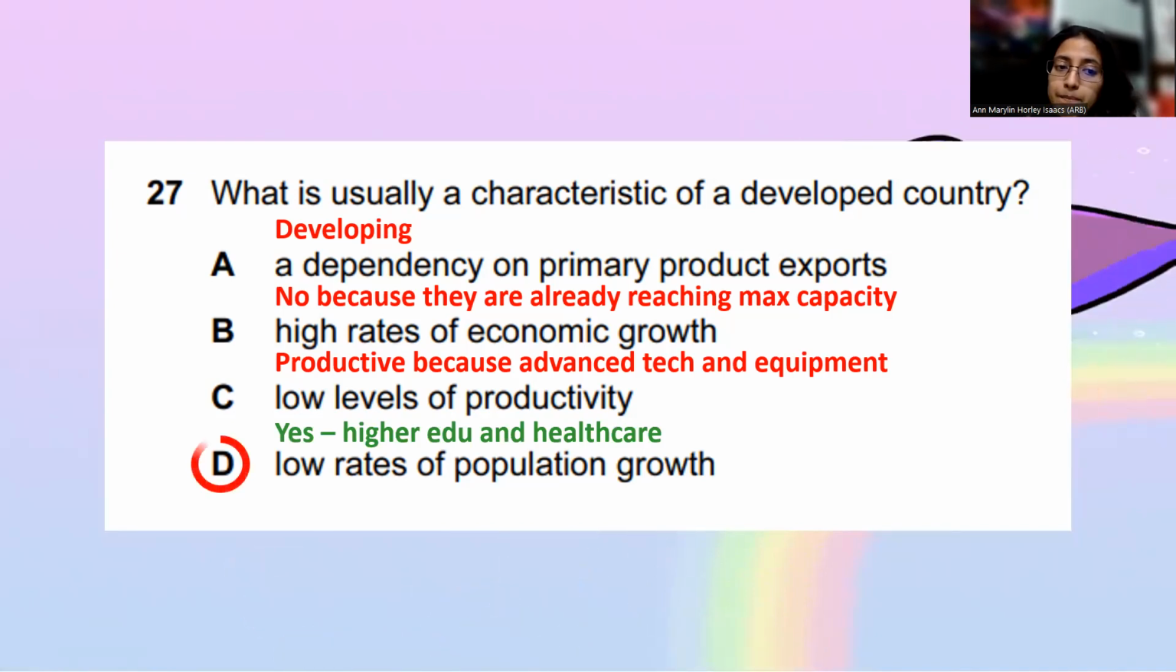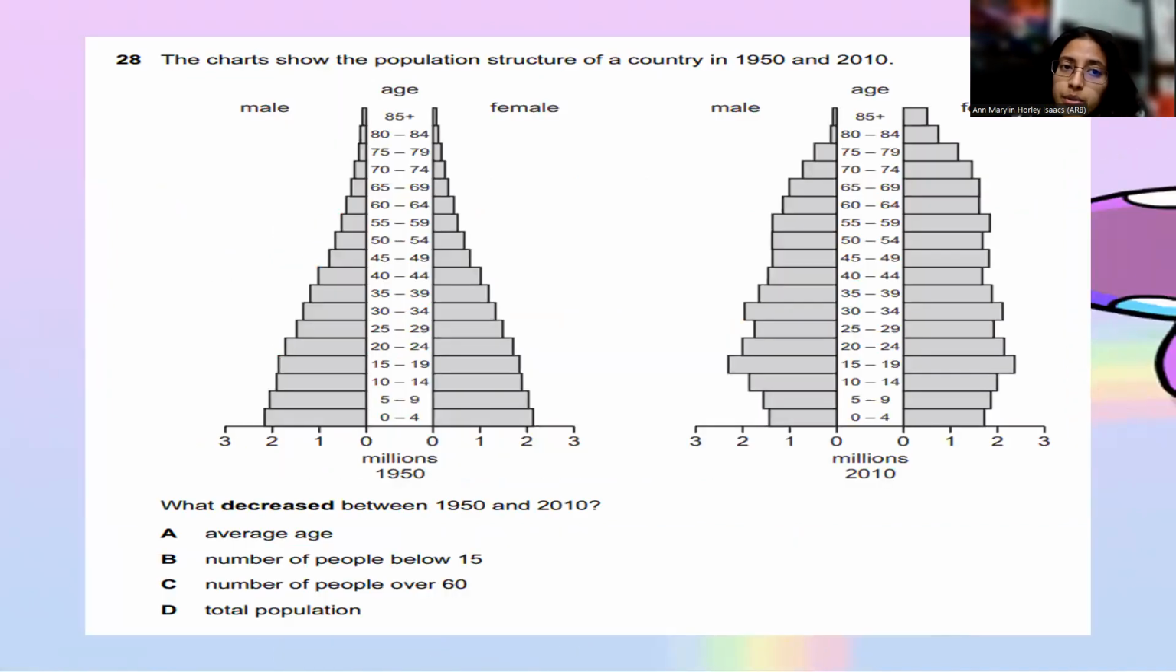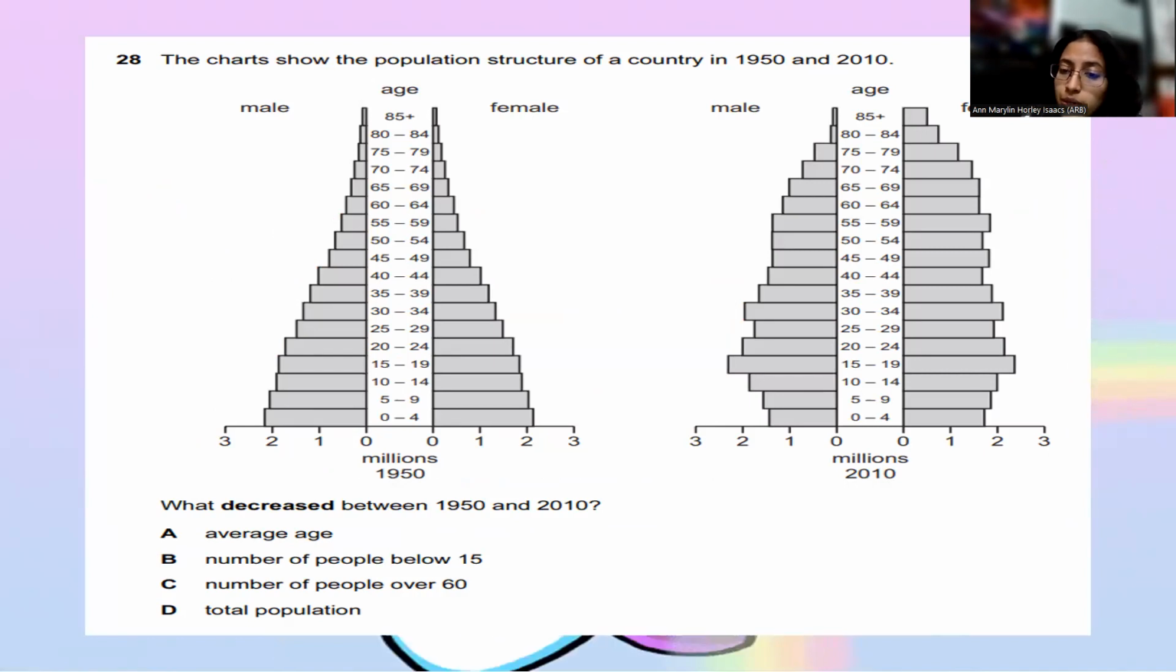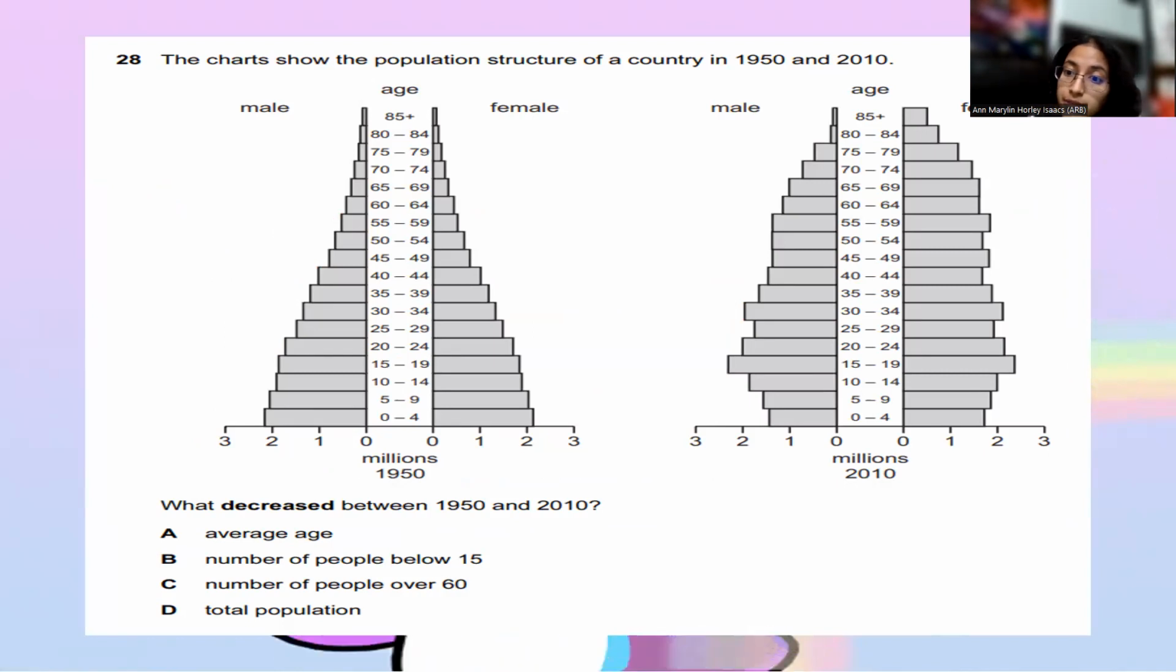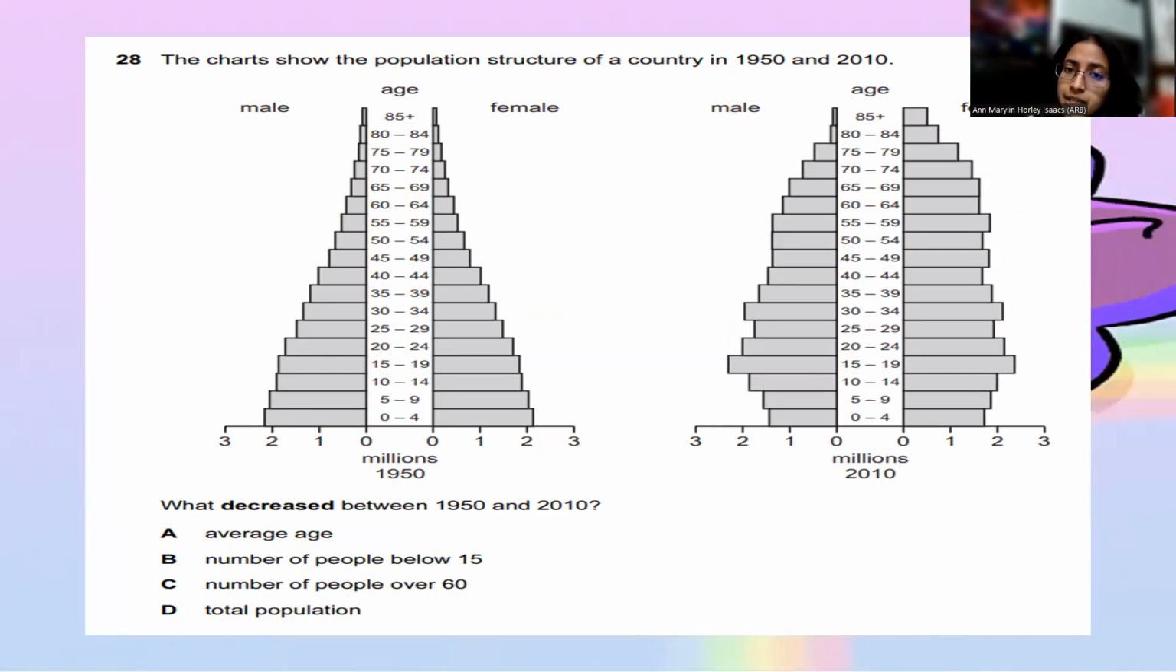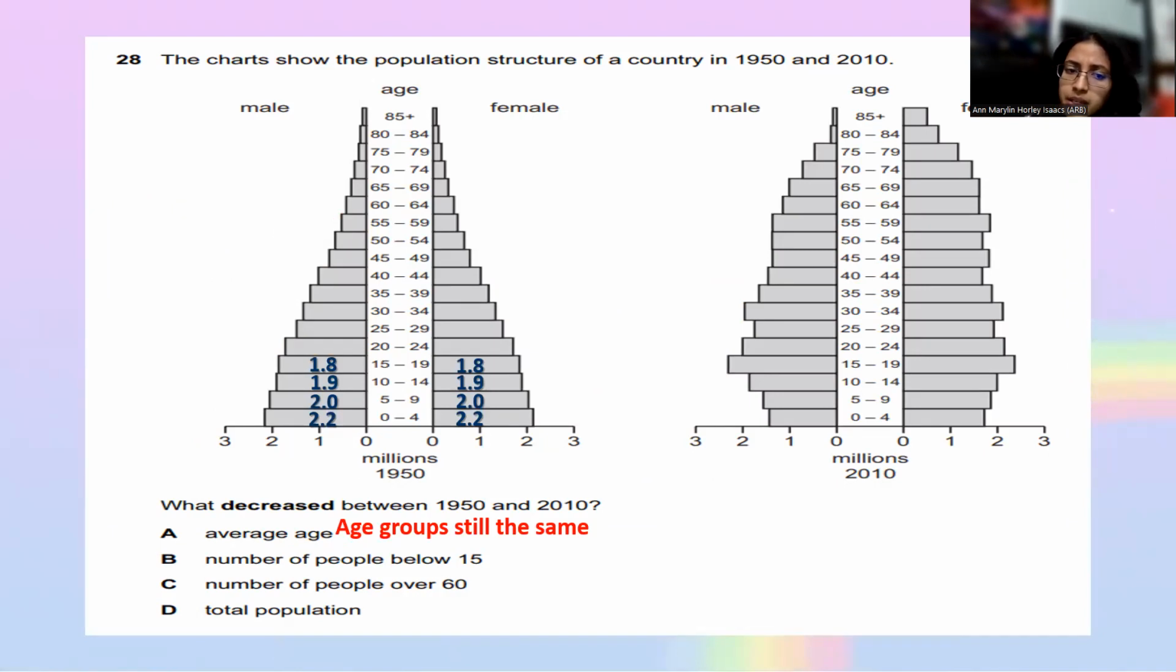Okay. 28, they are showing us two different charts. And so you can see down here that they're asking you again to interpret the charts. They're asking you between the two charts, 1950 and 2010, what has decreased? Average age. No, if you see the age groups are the same, you still have 0 to 4, right up to over 85. Okay, so average age is still the same.